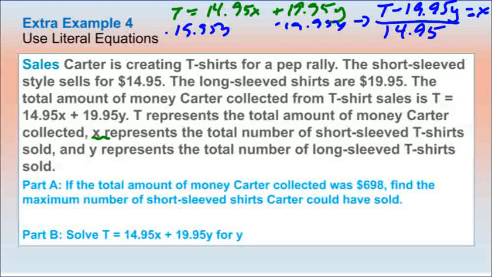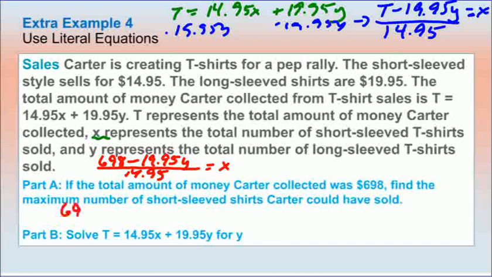So if it's 698, I have 698 minus 19.95y divided by 14.95 equals x. Okay, so to find the maximum, that means just say you're not going to buy any long sleeve. So that means your y is 0.